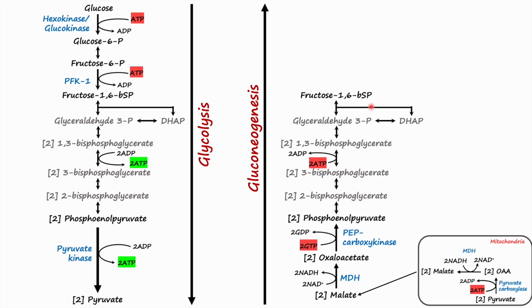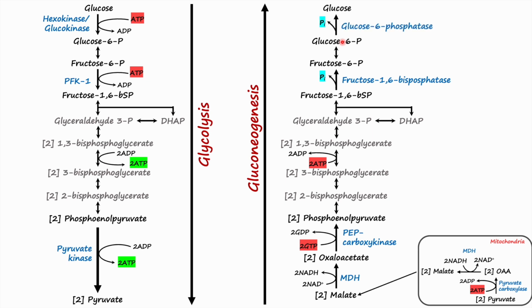Fructose 1,6-bisphosphate is then converted into fructose 6-phosphate with the help of fructose 1,6-bisphosphatase, and it also releases one inorganic phosphate. Glucose 6-phosphate is then converted into glucose with the help of glucose 6-phosphatase, and it also releases one inorganic phosphate.